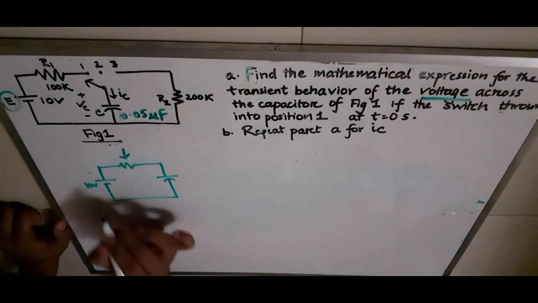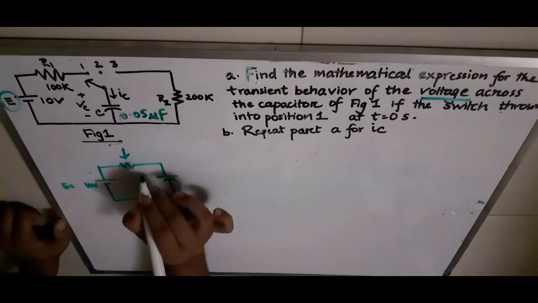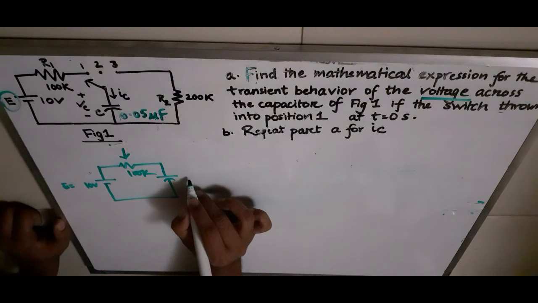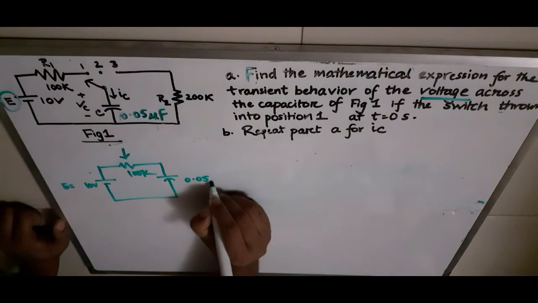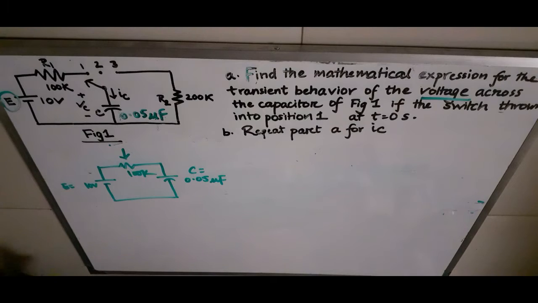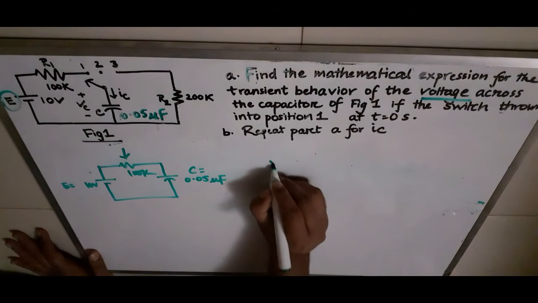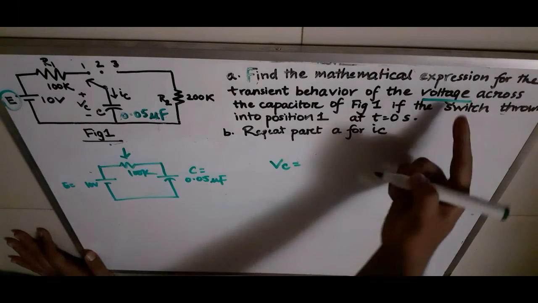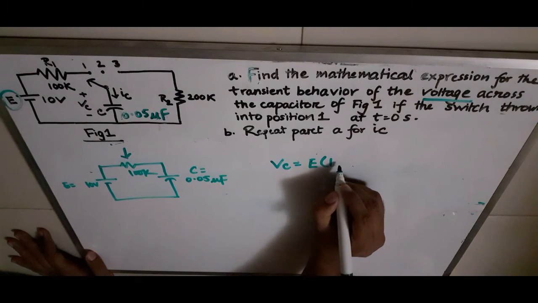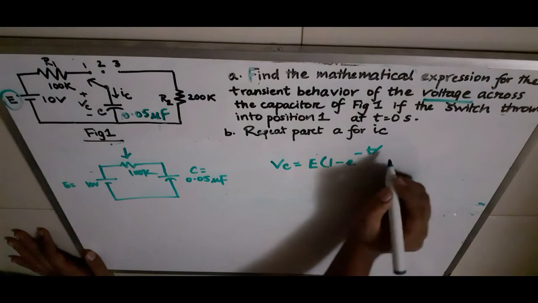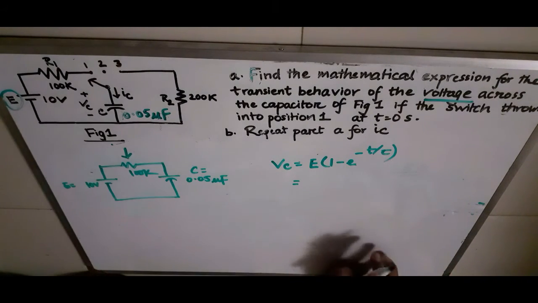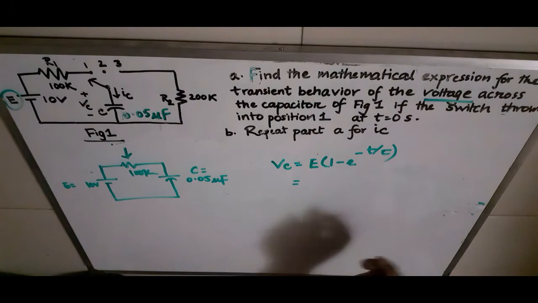We have 10 volts here, E is equal to 10 volts, this value is 100k, this value of C is 0.05 microfarad. Okay, so now we need to find out the value of VC, right? This is what we need to find out, and VC can be calculated using this formula, E into 1 minus e to the power minus t over tau. So we know this value of E, it's 10 volts.